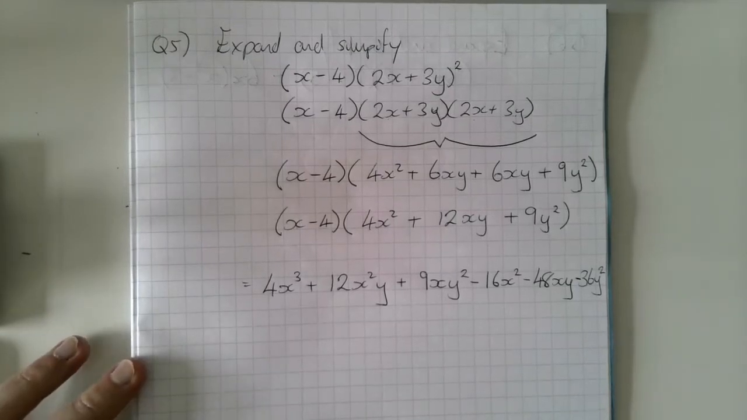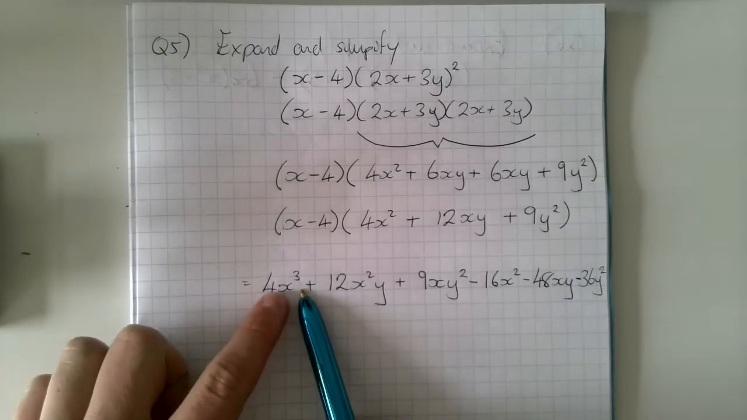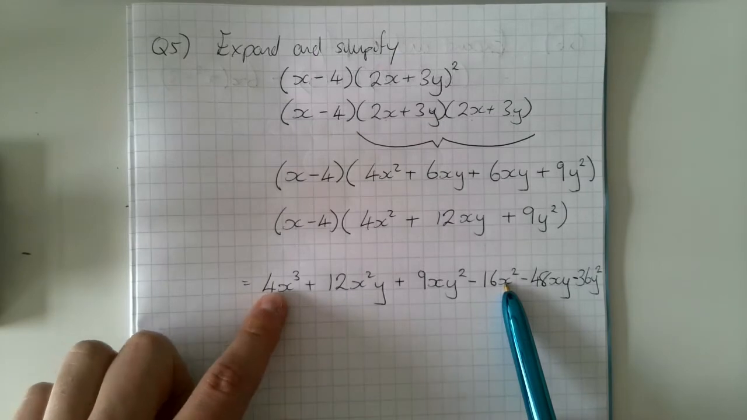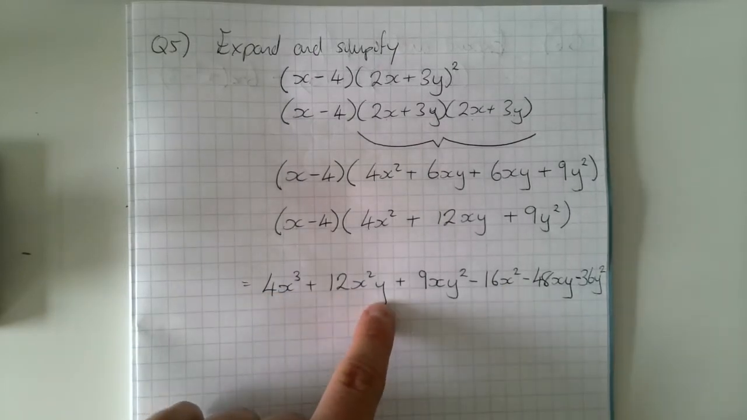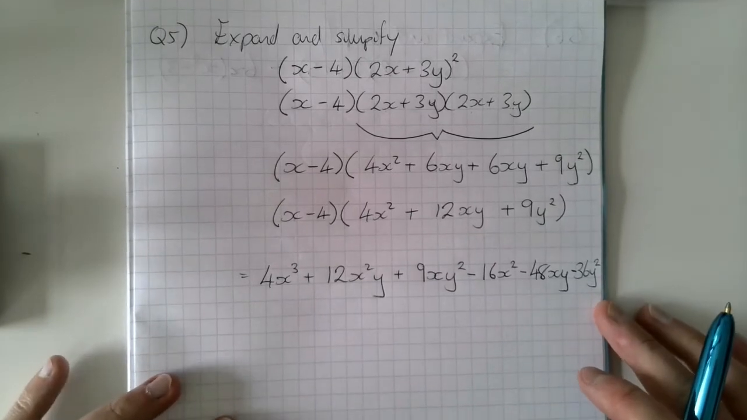And now I can simplify. So I just need to collect together the terms that are the same. Have I got any terms that are the same? I don't think I have. I've got an x cubed. I've got an x squared. I've got an x squared y and an xy squared. Okay, so this is going to be easier than I thought.